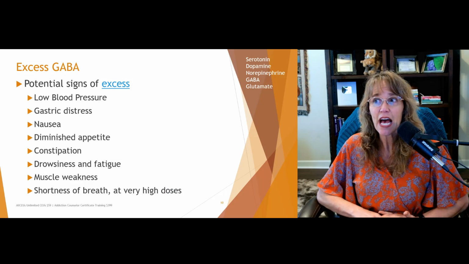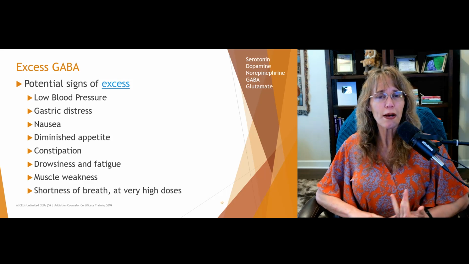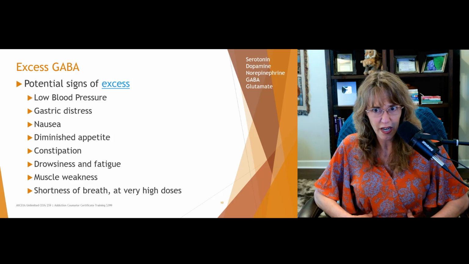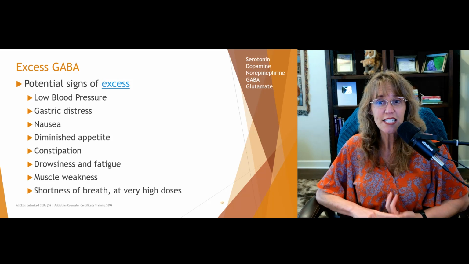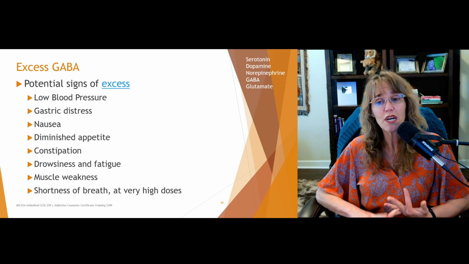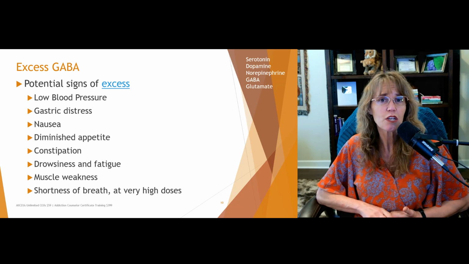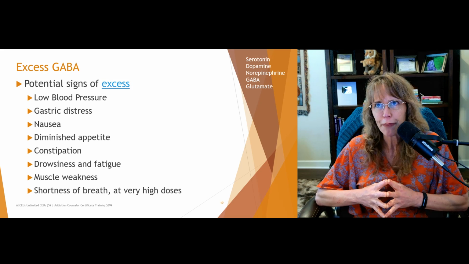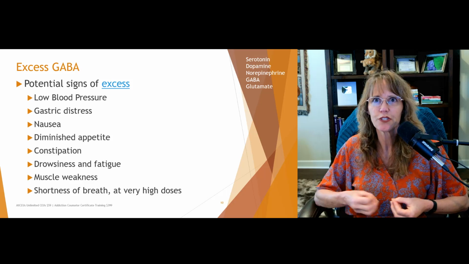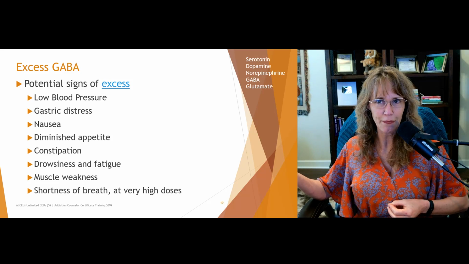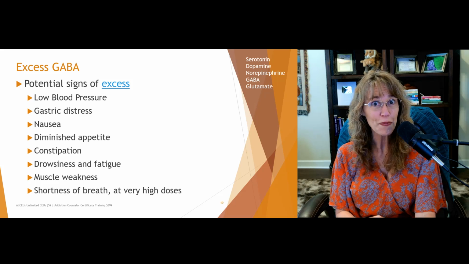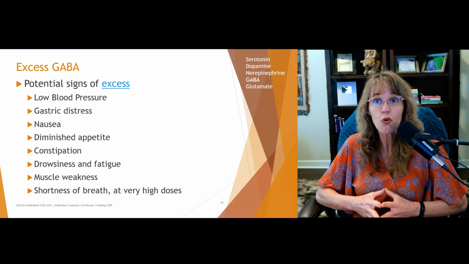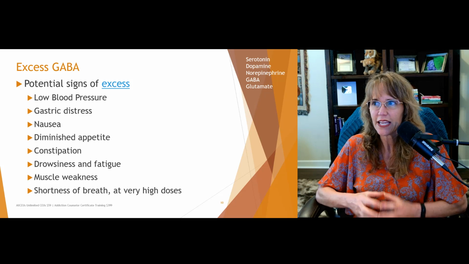Potential signs of excess GABA: if you're too relaxed, low blood pressure, gastric distress, nausea, the food just sitting there and not going anywhere, diminished appetite, constipation, drowsiness and fatigue, muscle weakness, and at very high doses, shortness of breath. If you're eating tomatoes or berries or spinach, you're not going to cause yourself to have an excess of GABA. It's when you start looking at nootropics and some of those other over-the-counter supplements that you can get in trouble, or when you're combining it with other medications.